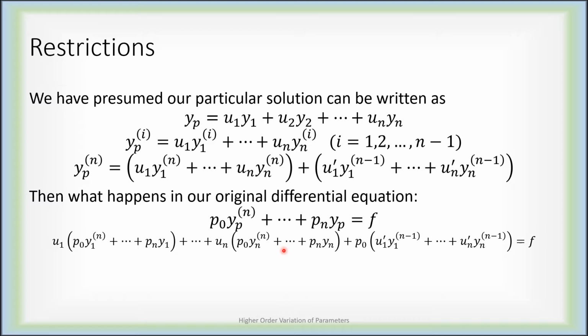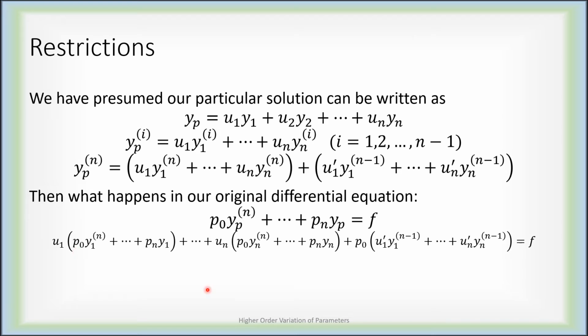The only thing we haven't accounted for is this parenthetical term here that involves derivatives of u1, u2, and so forth. Well, we don't do anything with this. We're not simplifying it or manipulating it, but it only appears in our differential equation once. It only appears in the term for the nth derivative of yp, in other words, being multiplied by p naught. So we have p naught times this parenthetical expression, and now on the right-hand side we just have our forcing function.